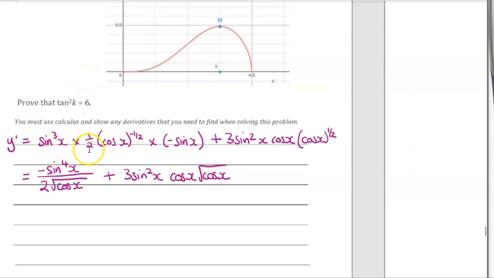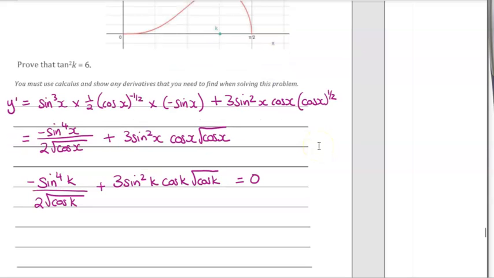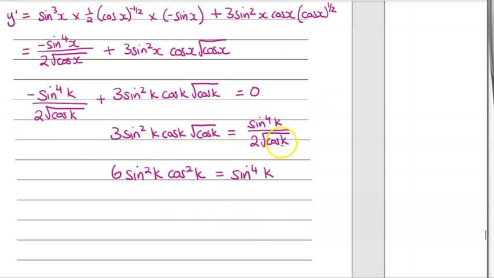Okay, now rewriting this to make it a little easier to see what we're doing, I've just turned the cos x to the -half into a 1 over square root thing, put the half in with that as well, and similarly over this side. Now for us to get a maximum, we'd set that equal to 0, and then we can rearrange, taking this piece over to the right hand side. Now multiplying through, if we bring the 2 cos k up to here, we will get 6 sine squared k cos squared k is equal to sine to the 4 k.